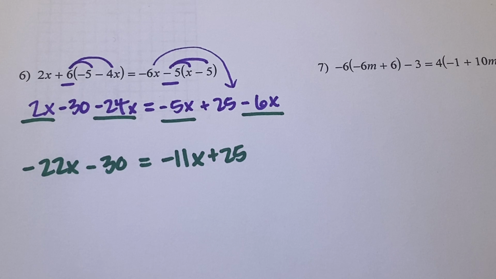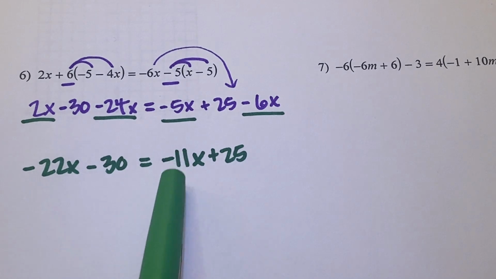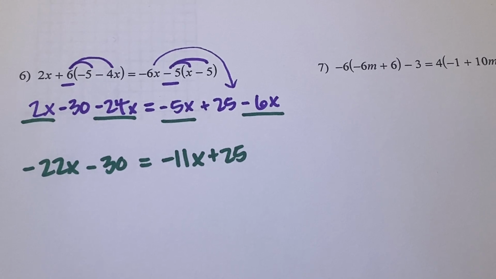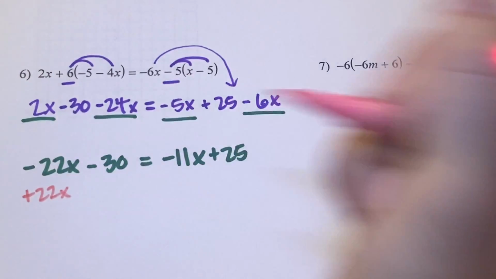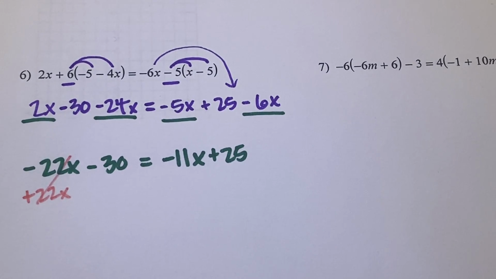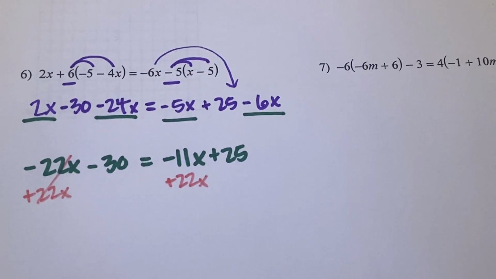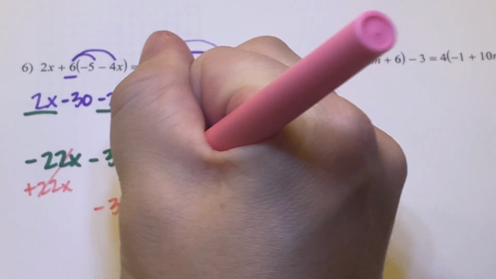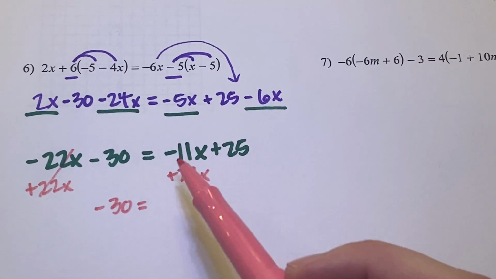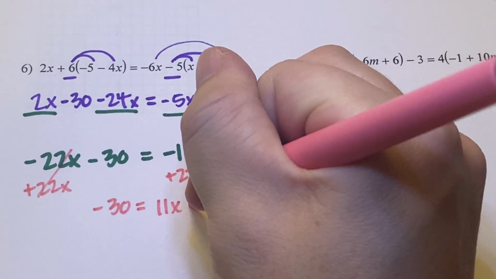Now, I like moving the smaller amount. Which one is smaller? Negative 22 or negative 11? Negative 22 is more negative, so that one is technically smaller. So we're going to do the opposite of that and add 22x. If you were to choose the 11, you would still get the same answer, I just like moving the smaller one. So I get negative 30 equals negative 11x plus 22x, positive 11x plus 25.